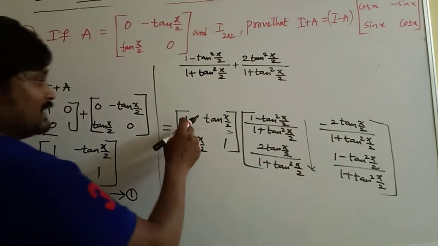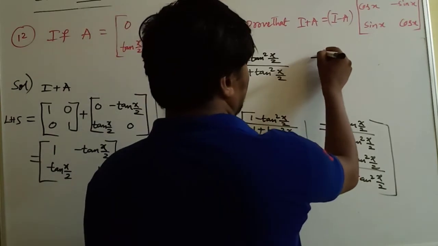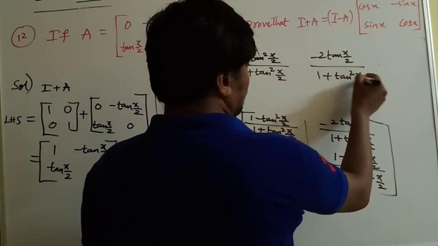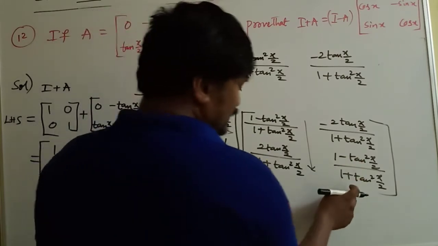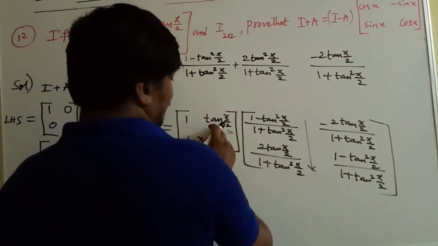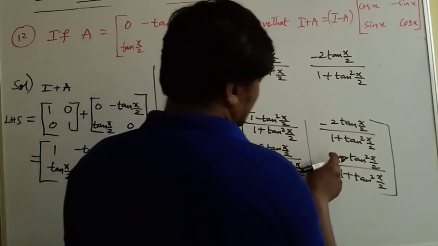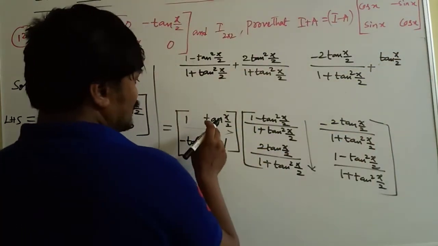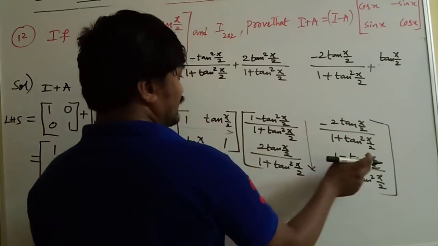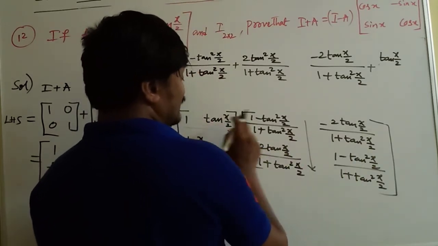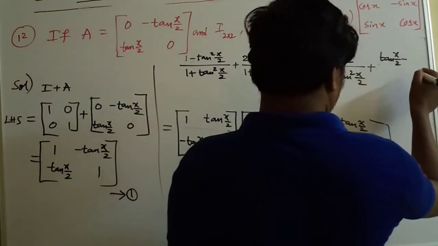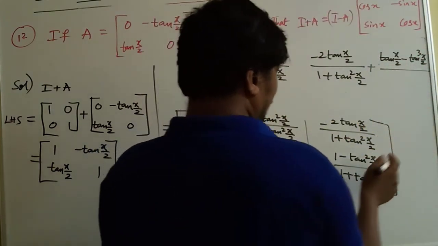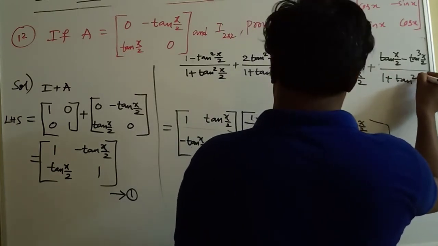So now first one completed, then second one. 1 into this means you get as it is, that means minus 2 tan x upon 2 upon 1 plus tan square x upon 2. Next, tan x upon 2 into this means, so what you get here, tan x upon 2 into ones is tan x upon 2. So right here plus tan x upon 2. Next, plus into minus, minus tan square x upon 2 into tan x upon 2 means tan cube x upon 2. So right here minus tan cube x upon 2, that is upon 1 plus tan square x upon 2.